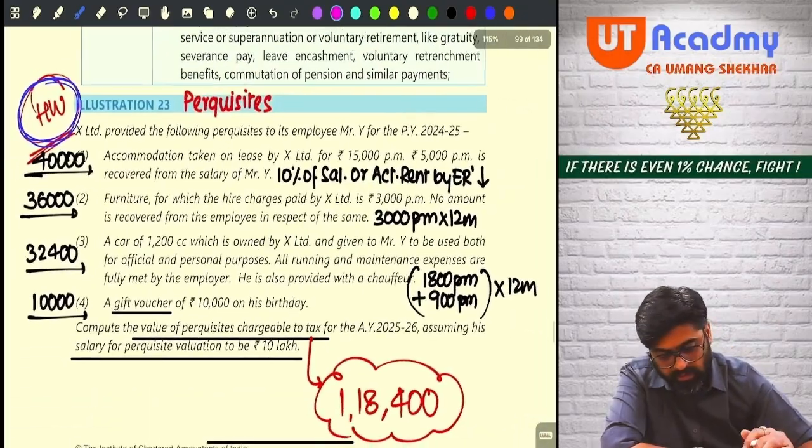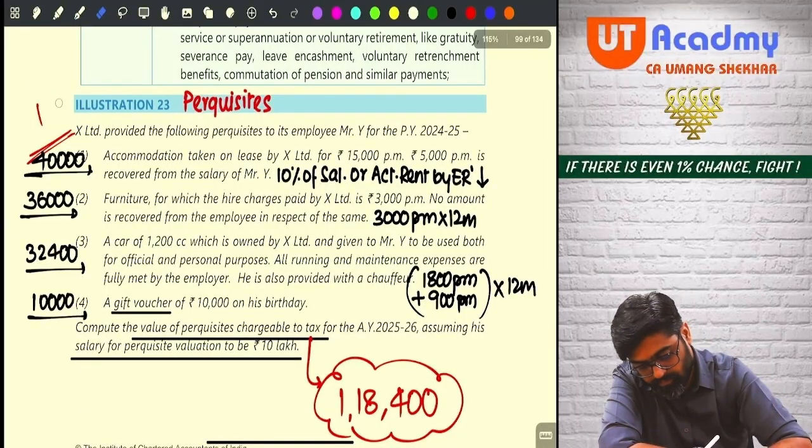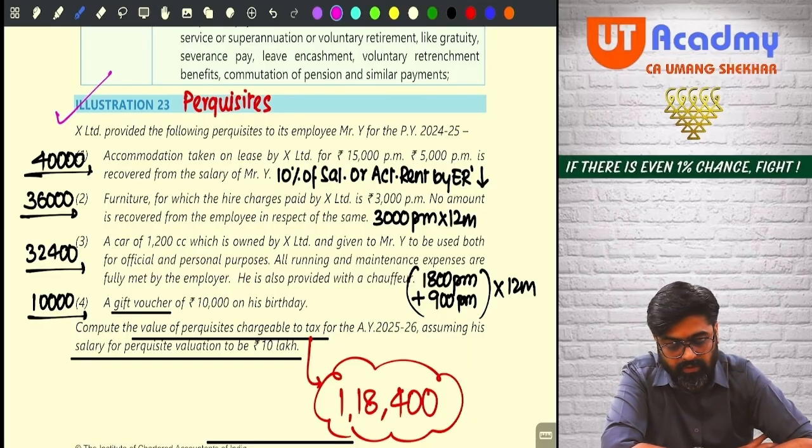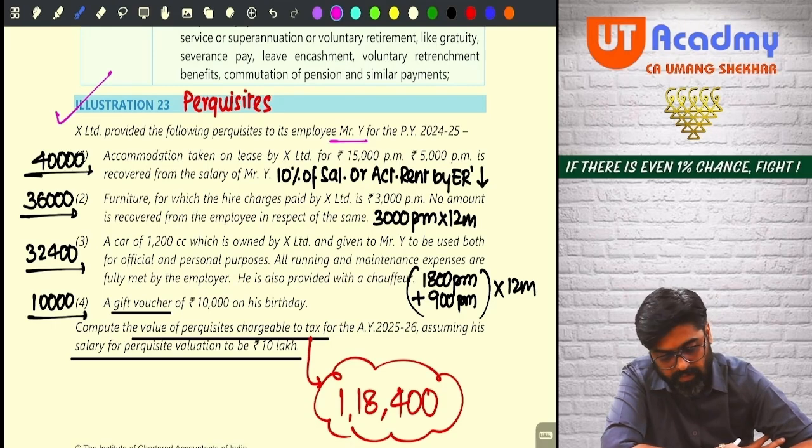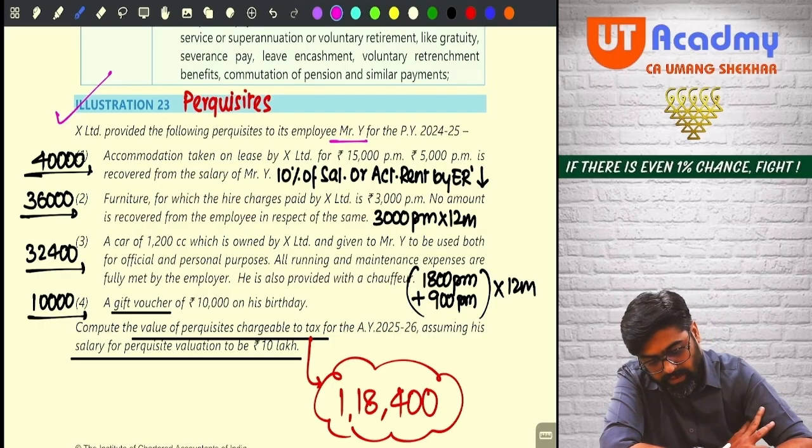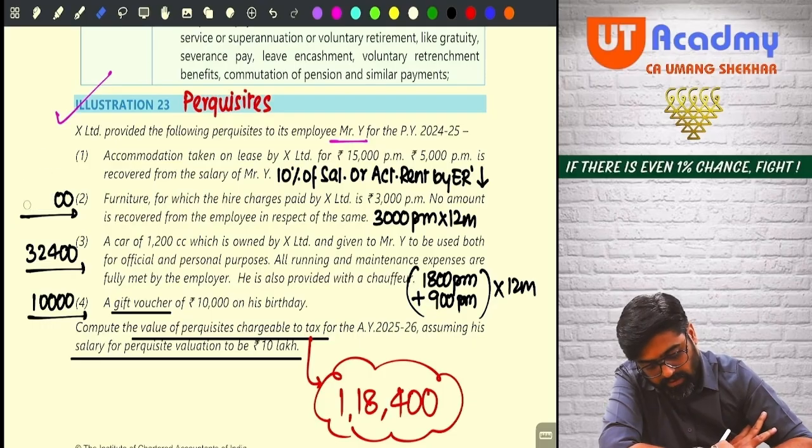Sure. Now I'll discuss 23. Come on. X Limited provides the following perquisites to its employee, Mr. Y. Accommodation taken on lease by X Limited for 15,000 per month, rupees 5,000 per month is recovered from the salary of Mr. Y. This is accommodation facility.